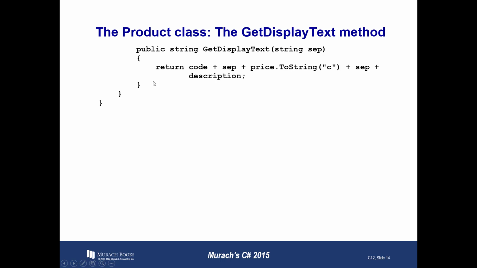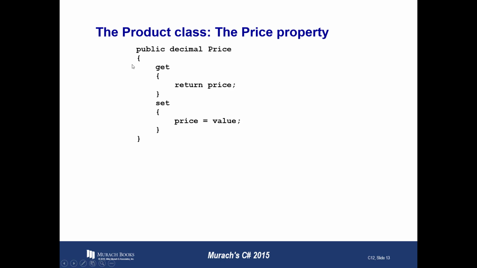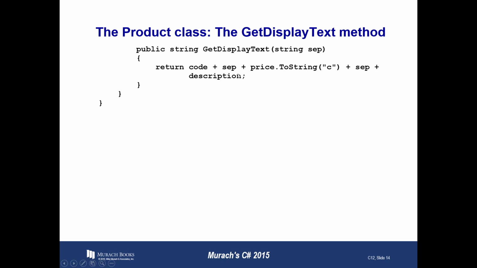Here's our GetDisplayText. You've got some kind of a separator, which could be a blank space, a comma, a tab, a new line, I don't know. But it will display on screen the code that you set here. It's going to get that code, then get that description, then get that price. That's exactly what this is doing.